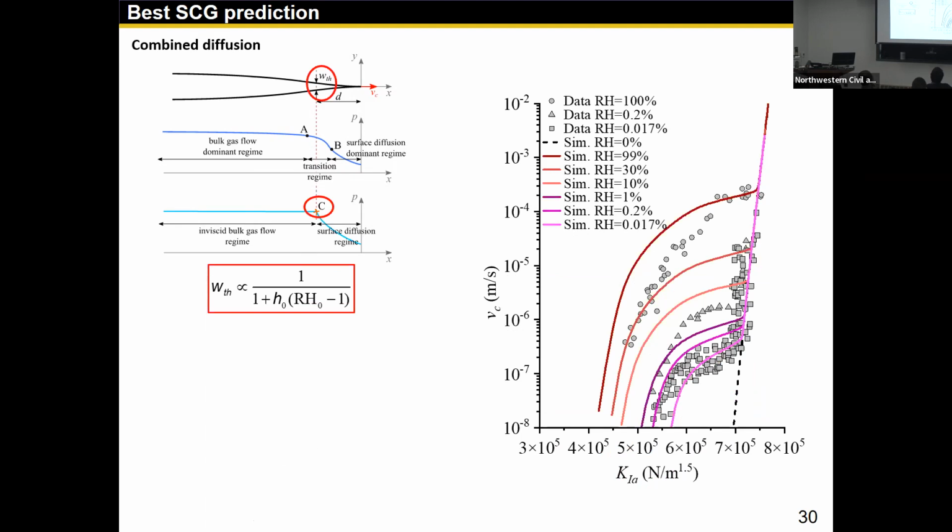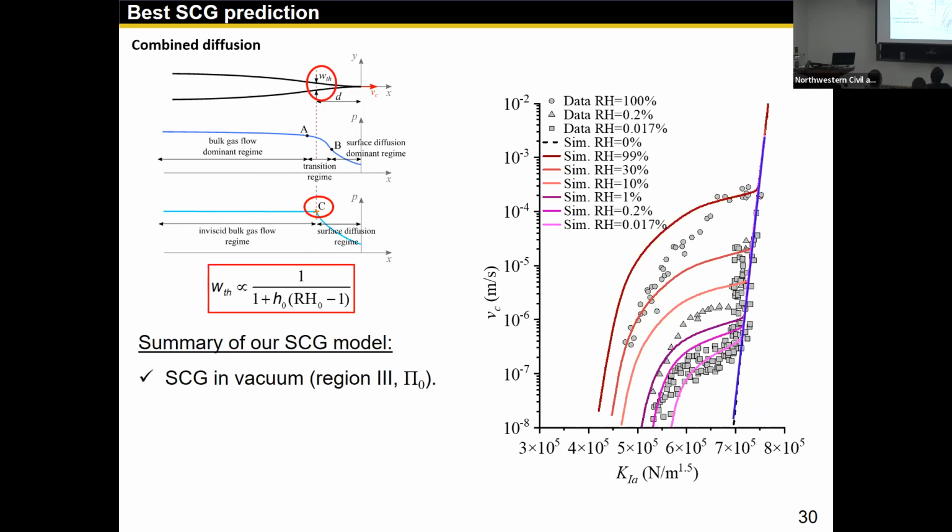Here is the final result. You can see indeed, the transportation is what controls a lot of the features of the SCG behavior. So you can see our model is finally able to capture the region 3 slope, its power law.